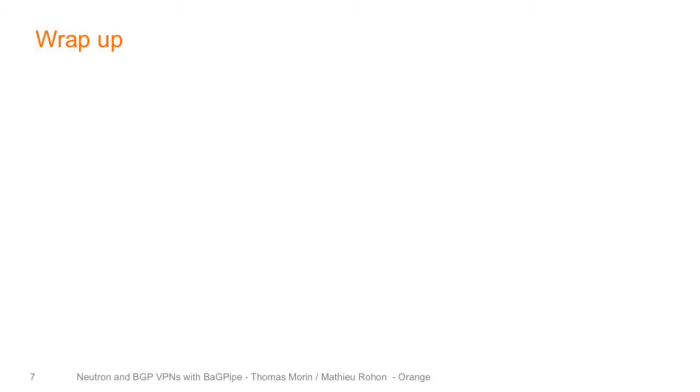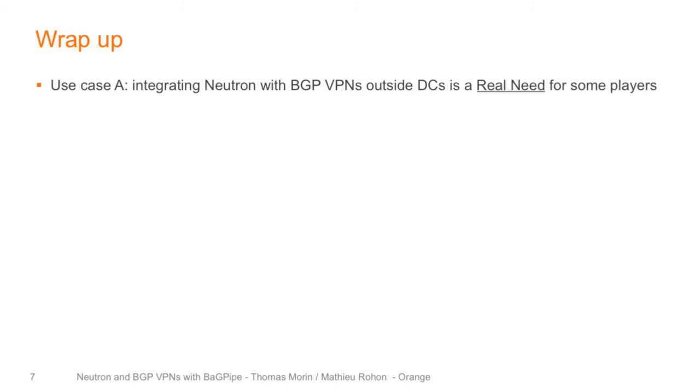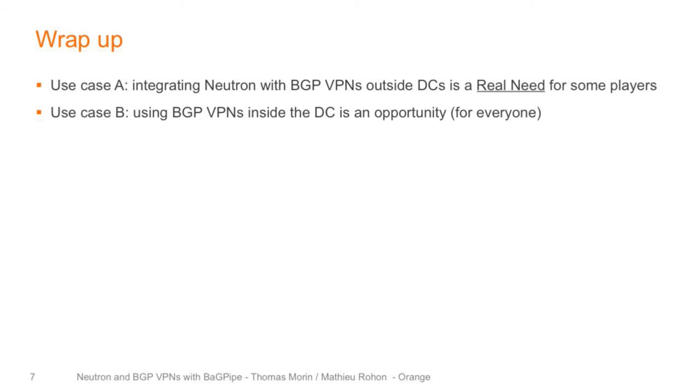So let's wrap up. Use case A is a use case that is very important for network operators: the integration of Neutron with BGP VPNs that are outside the data centers. And use case B is not a use case that we need to address as an operator need, but more like an opportunity for scaling Neutron layer 2 networks inside the data center. And that's relevant for pretty much everyone.